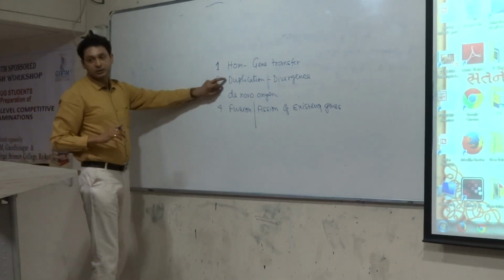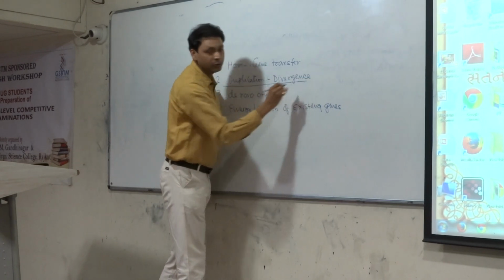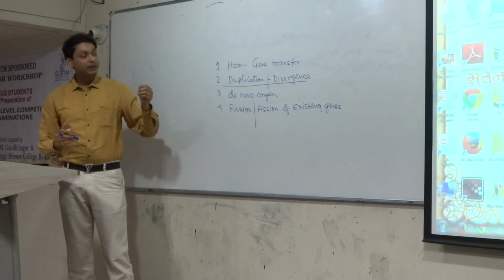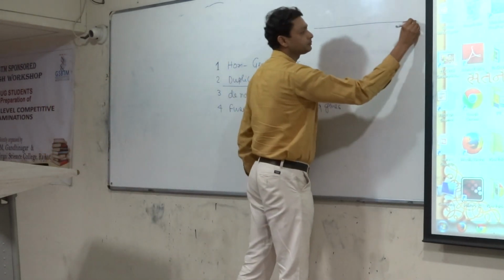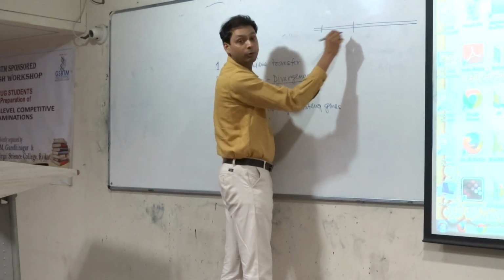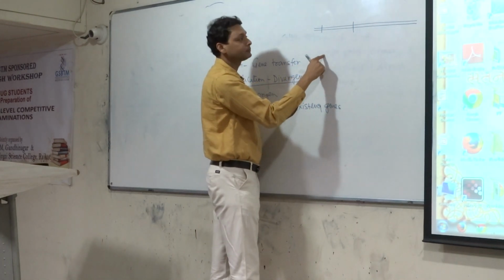Now see the second process, duplication and divergence. This is the most common method by which cells acquire new genes. That is duplication and divergence. In the case of duplication and divergence, suppose this is the gene present in a single copy.